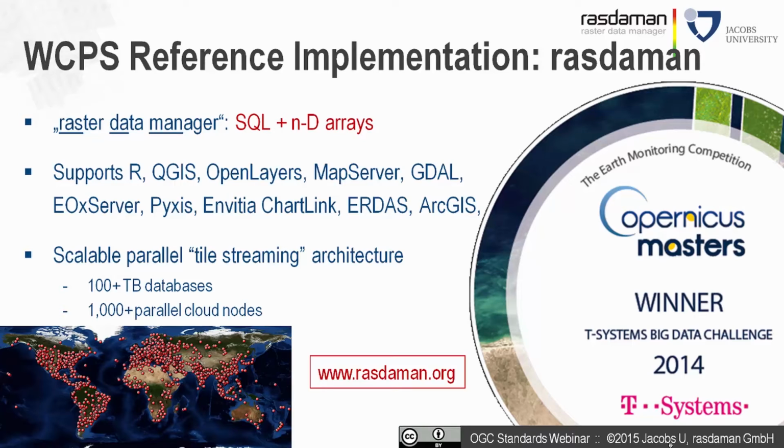And as you can see at the bottom, Rasterman is quite well known on this planet already. And in particular, I'm proud to mention that in 2014, Rasterman was the winner of the Big Data Challenge done by T-Systems, where the Copernicus Masters competition was seeking best of breed on a variety of areas. So we were the winners in the big data area.